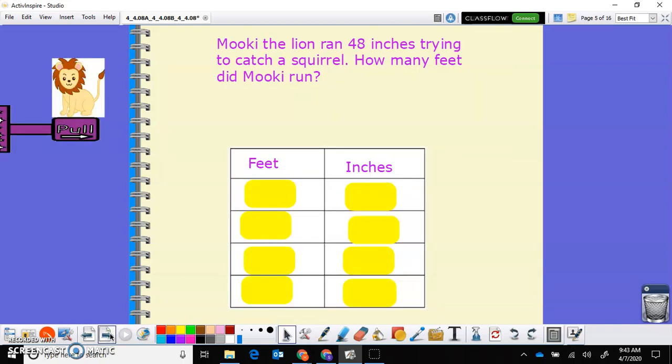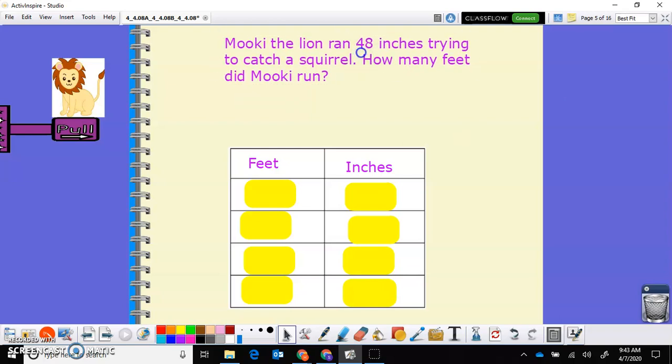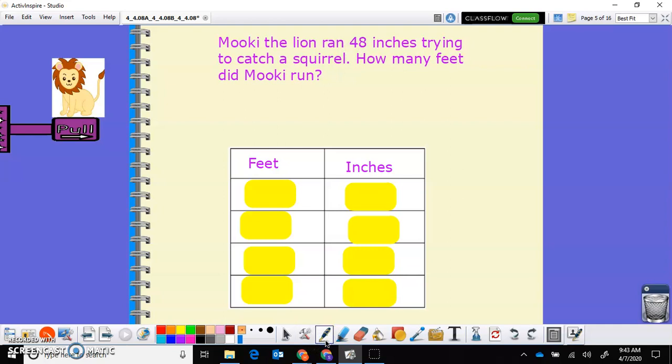So, Mookie the lion ran 48 inches trying to catch a squirrel. How many feet did Mookie run? Now, if you remember, I told you that the input-output table is going to be our best friend for conversions. So, Mookie ran 48 inches. How many feet did he run? We know the answer in inches, but we want to find out in feet, okay?